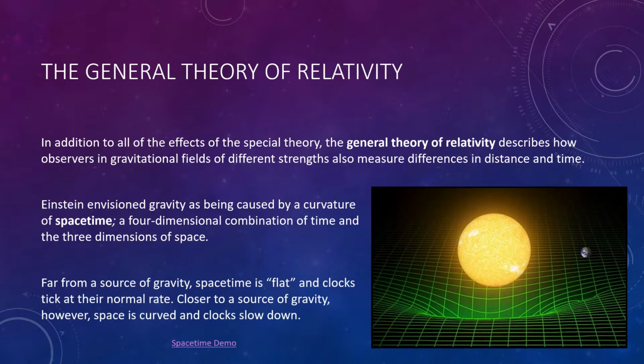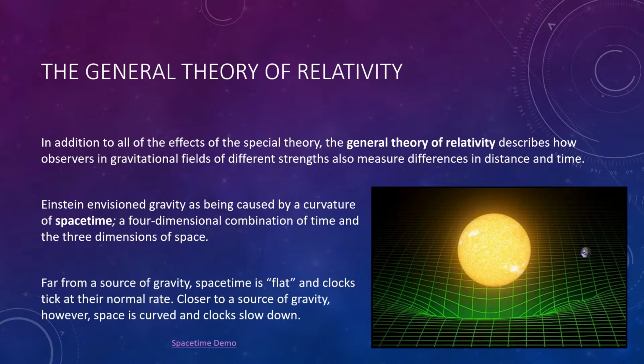Einstein envisioned gravity as being caused by the curvature of space. In fact, his general theory of relativity describes gravity entirely in terms of the geometry of both space and time. That is what we call space-time. It is a four-dimensional combination of time and the three-dimensional regions of space. So, in this case, we aren't perceiving gravity as a force. We're perceiving it as an effect caused by warping of space. Now, this sounds crazy, but bear with me.